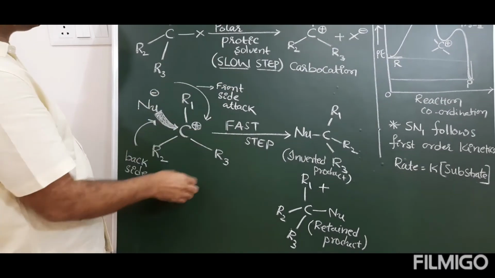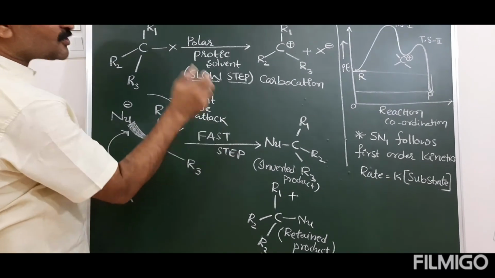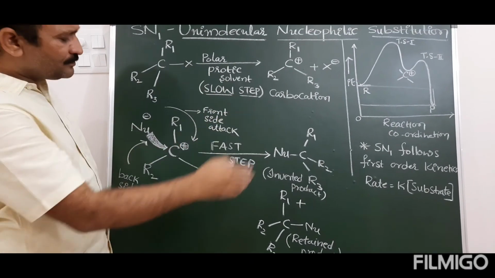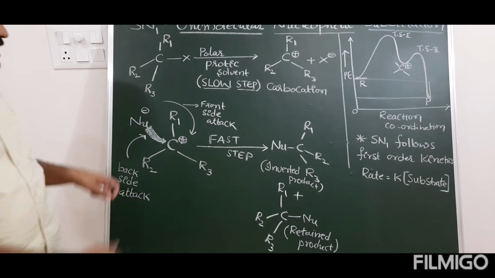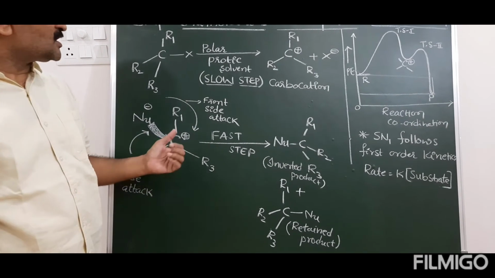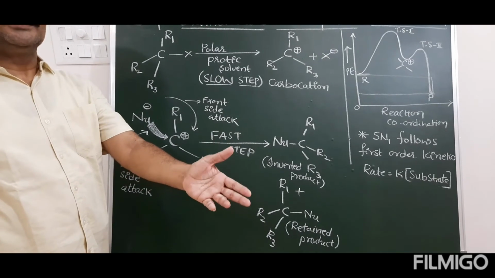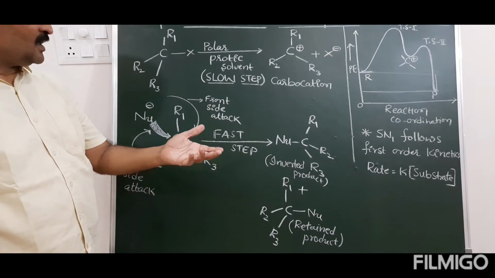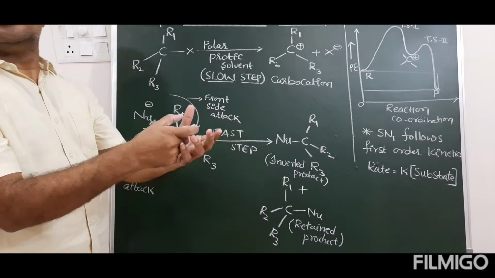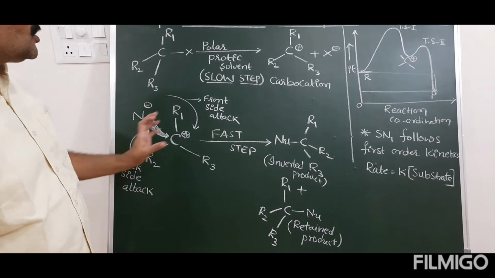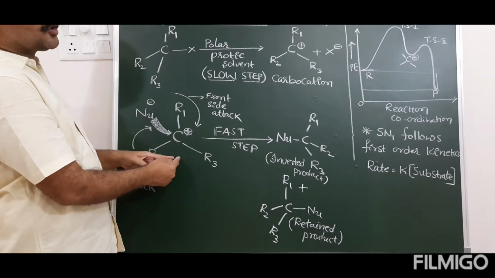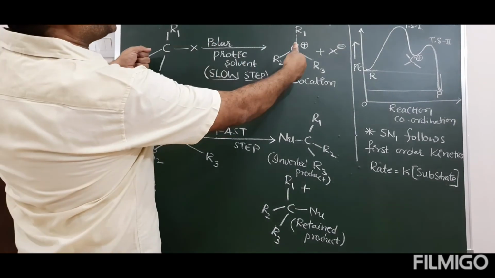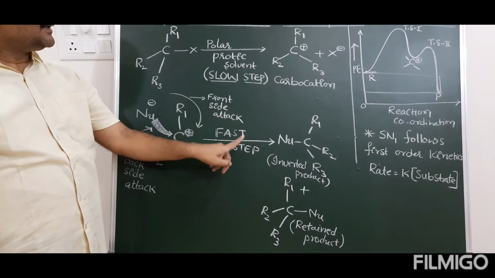Here students have a doubt: why is this step a slow step and this step a fast step? Here it involves the breaking of the bond. Here it involves the attacking of the nucleophile on the substrate. Generally, the substrate is electron deficient and the nucleophile is electron rich. The electron rich species will attack the electron deficient species more comfortably, so it is automatically fast. Here breaking of the bond takes time, so that is a slow step.